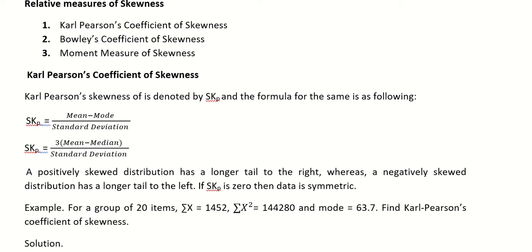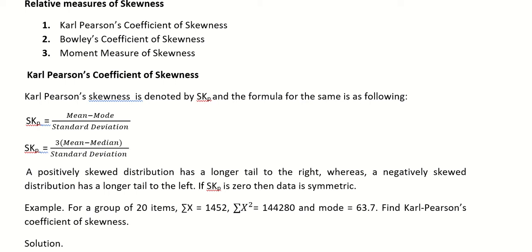Karl Pearson's skewness is denoted by SKP. The symbol for Karl Pearson is SKP, and the formula for the same is as follows. We have two formulas. The first formula is mean minus mode divided by standard deviation. And the second formula, in case mode is not given to you, is 3 times mean minus median divided by standard deviation. With these two formulas we calculate Karl Pearson's coefficient of skewness.